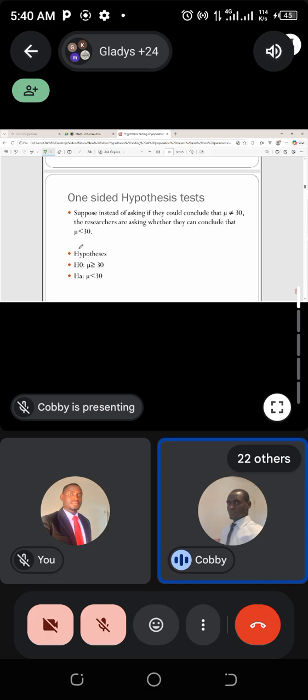Then the null hypothesis now is going to say the population mean is greater than or equal to 30. It will be the opposite of what we are looking for. Then the alternative hypothesis will be direct to what we are looking for, so it will be the population mean is less than 30. Then we do now the calculations.